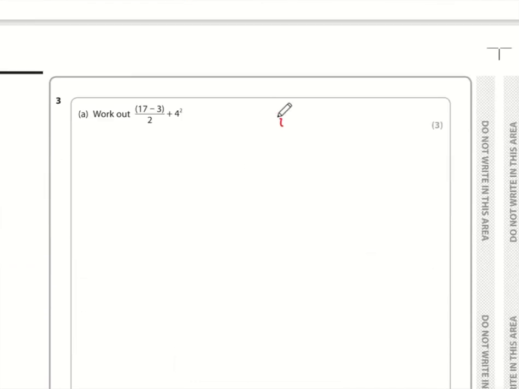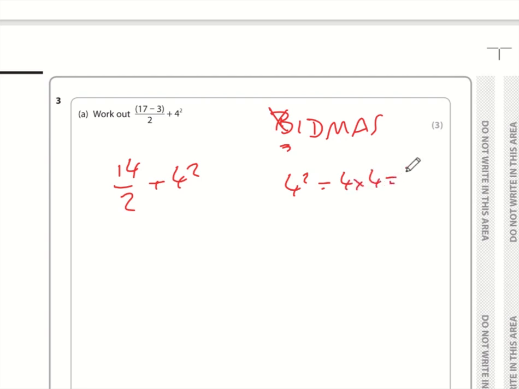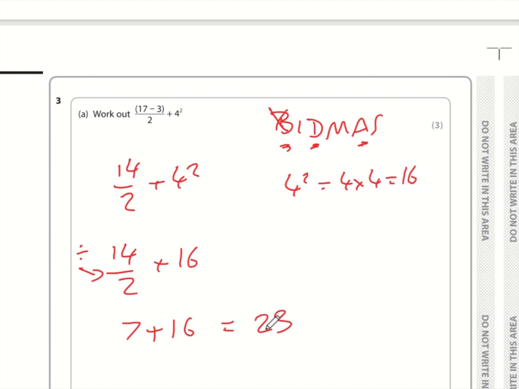Okay, so 3A, this is testing our understanding of BIDMAS. So B for brackets, so do the brackets first. 17 minus 3 is 14, so 14/2 plus 4 squared, so we've done the B. I for indices, that is the powers. So 4 squared, that is 4 times by 4, which is 16. So we've now got 14/2 plus 16. This line of a fraction means divide, so we're going to do the division before we do the adding. 14 divided by 2 is 7. So the question is 7 plus 16, and 7 plus 16 is 23.